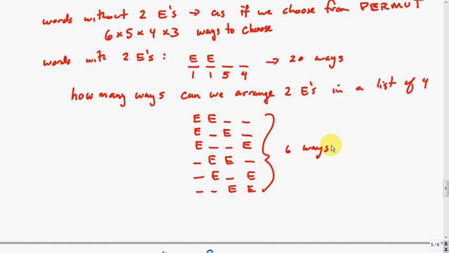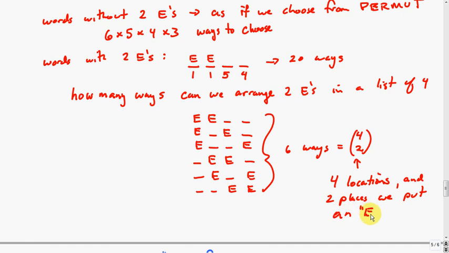Incidentally, you could use combinations to choose this, because you could think of this in terms of combinations as I have 4 locations and I'm choosing 2 of them to place the E's. So you could say 4 choose 2. That is 4 locations and 2 places we put an E.